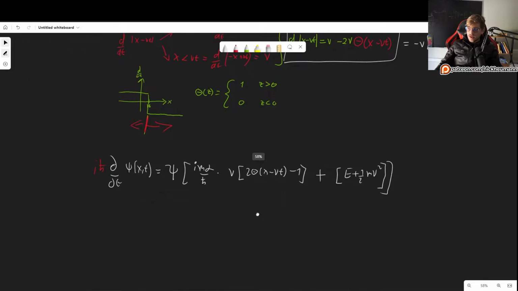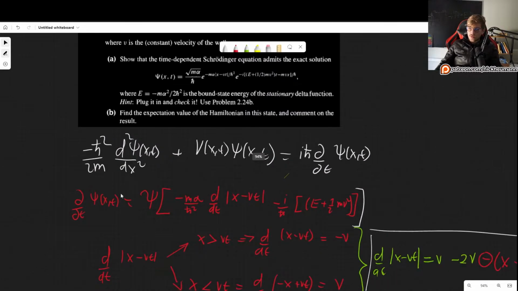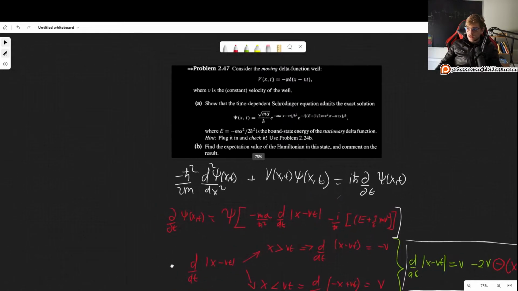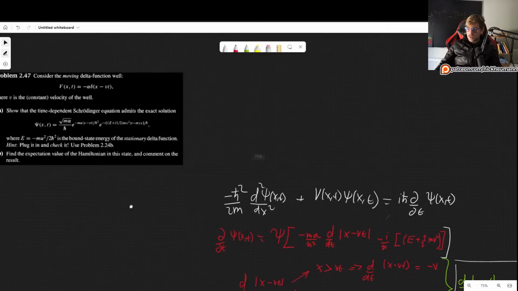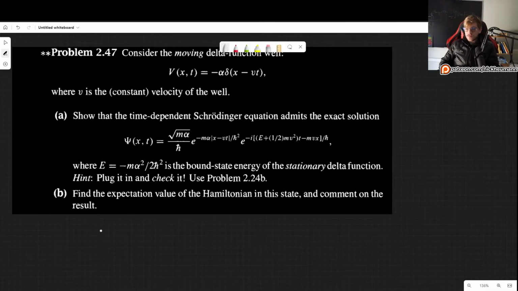Okay, there we go. Now we want to calculate the second derivative with respect to x of our wave function. I'm going to pull this to the side and just do it like this. Of course, let's begin by taking the first derivative with respect to x.